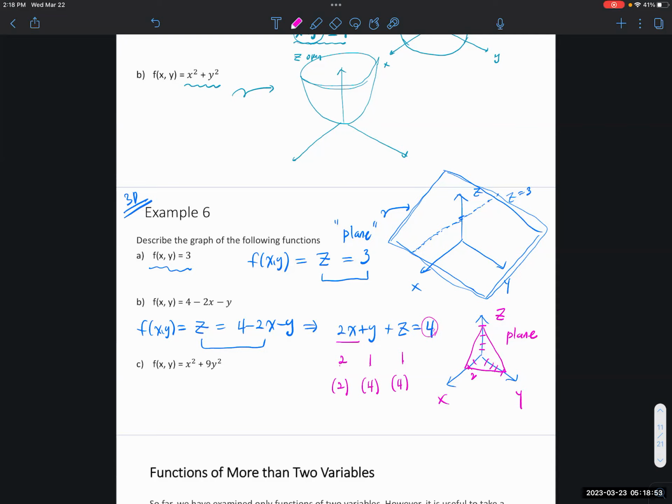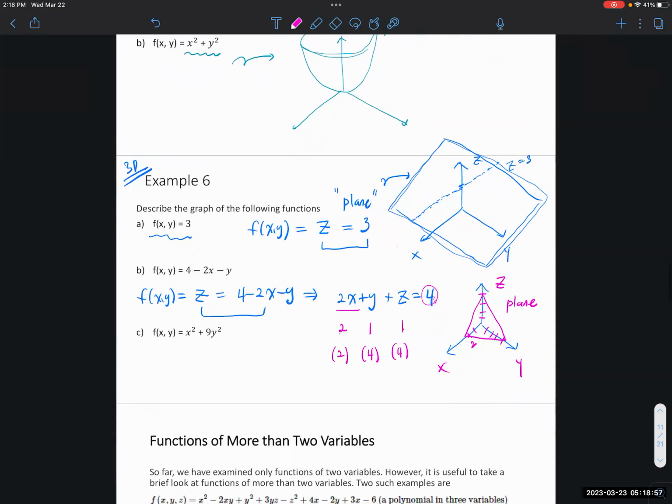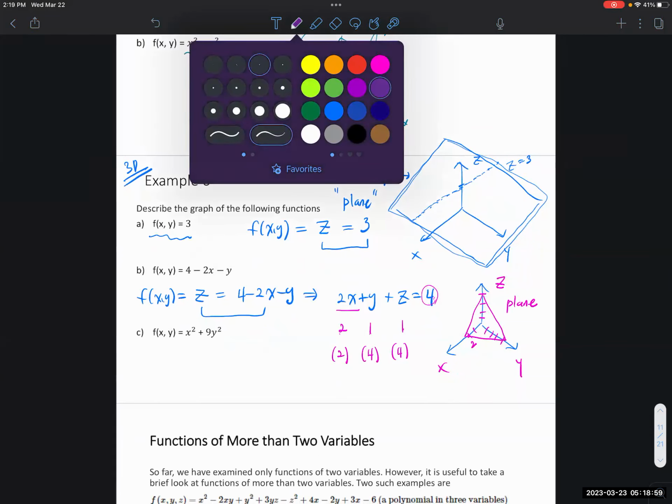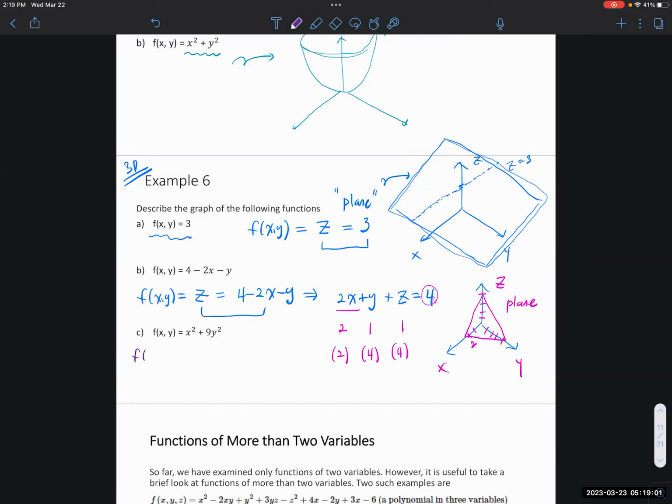That's it. That's how you're going to draw the image. One last. Okay, this is the same thing. f(x, y) is going to be z, but now that z is x squared plus 9y squared.